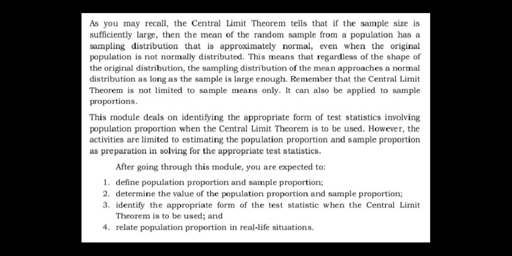As you may recall, the central limit theorem tells us that if the sample size is sufficiently large, then the mean of a random sample from a population has a sampling distribution that is approximately normal. Even when the original population is not normally distributed, this means that regardless of the shape of the original distribution, the sampling distribution of the mean approaches a normal distribution as long as the sample is large enough.